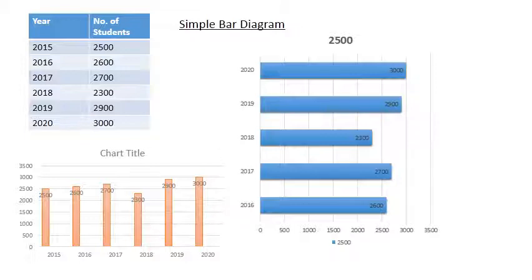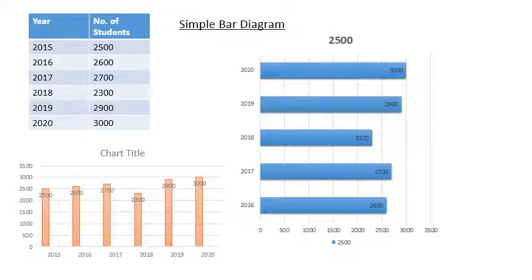You can see the vertical bar diagram below this table. For 2015 it is 2500, so the height of the bar is up to 2500. On the vertical axis we are measuring the number of students, and on the horizontal axis we are measuring year. In 2016 it is 2600, 2017 2700, and you can see the values given there. The width is the same, but the height of the bar is different depending upon the value of the variable, the number of students.